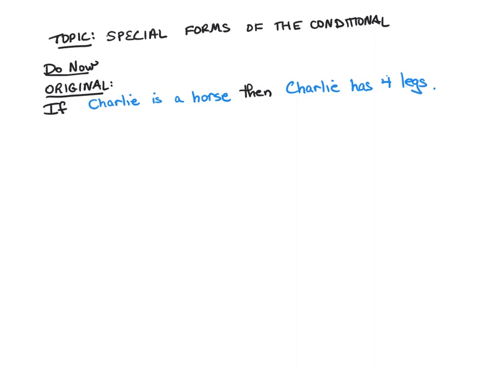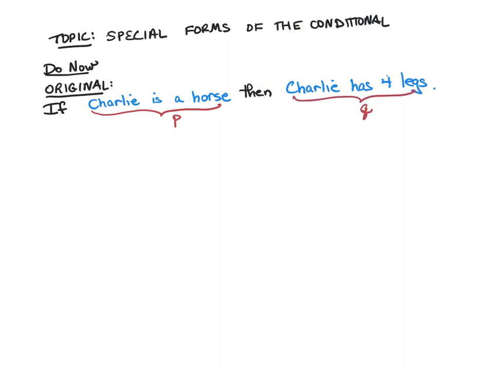Today we're going to look at special forms of the conditional. I entitled the video Cousins of the Conditional because there are three special conditionals that come out of every conditional, and I'd like to show you what they are. Suppose the original conditional is, if Charlie is a horse, then Charlie has four legs. So here, the antecedent is Charlie is a horse, and the consequent is Charlie has four legs.